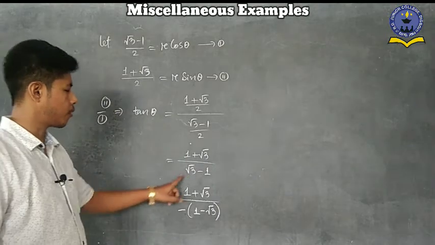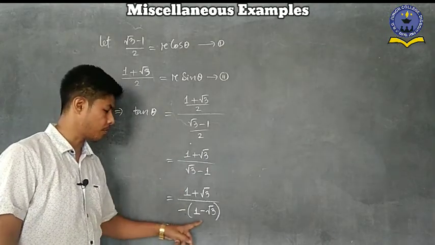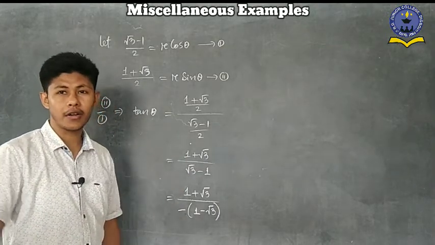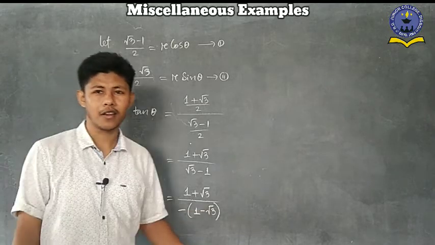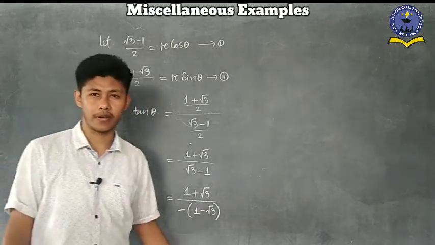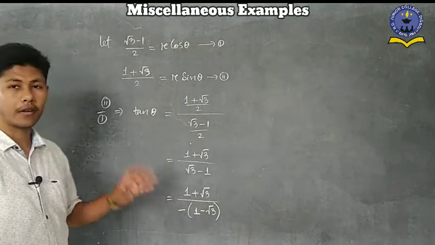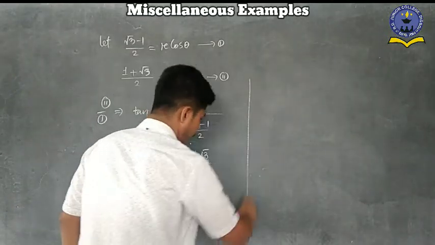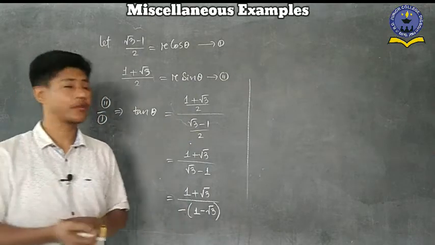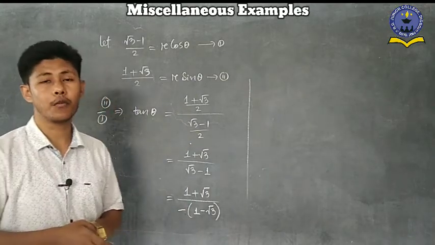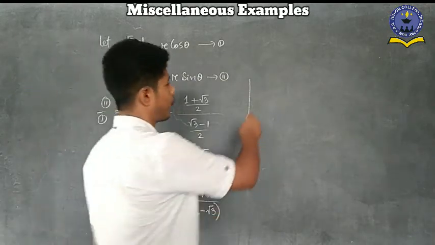If we take minus common from the denominator, then we get 1 minus root 3. Now here the question arises, isn't it? Why do we take minus common here? Because if we move to trigonometry, there is a formula in trigonometry, and the formula is like this.